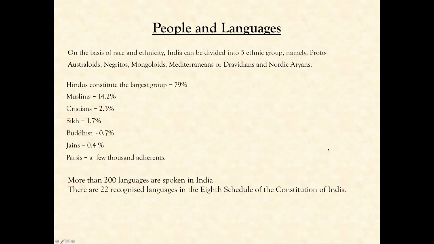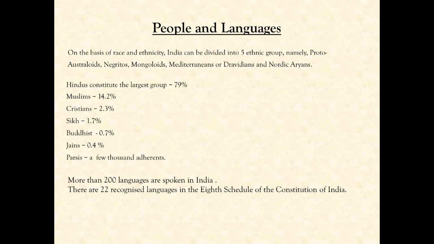Then people and languages in India. On the basis of race and ethnicity, India can be divided into 5 ethnic groups, namely Proto-Australites, Negritos, Mongoloids, Mediterraneans or Dravidians, and Nordic Aryans. This division we have done on the basis of race and ethnicity.